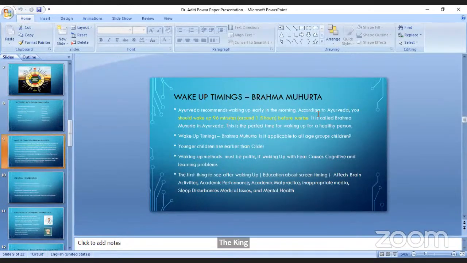Waking up timing, that is Brahma Muhurta. Ayurveda recommends waking up early in the morning. According to Ayurveda, you should wake up 1.5 hours before sunrise. It is called Brahma Muhurta in Ayurveda. This is the perfect time for waking up for a healthy person.